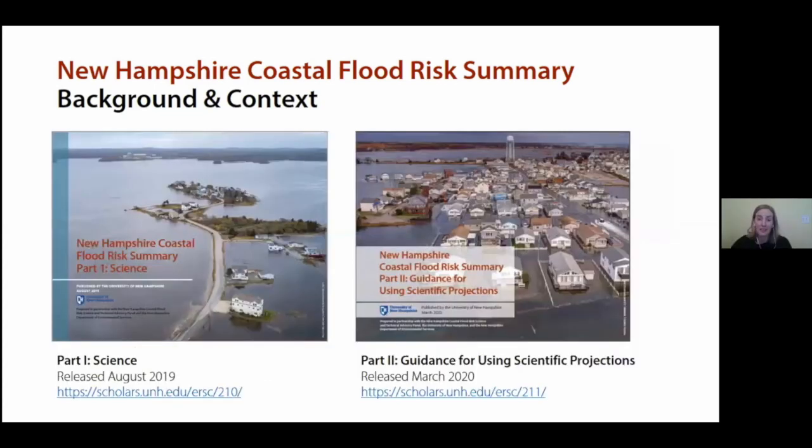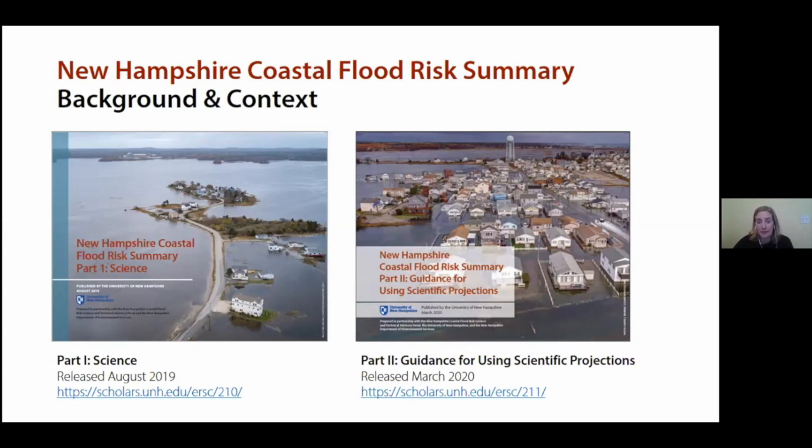So the 2019-2020 New Hampshire Coastal Flood Risk Summary is made up of 2 parts. Both documents are available at the links shown on this slide. Part 1, Science, was released in August of 2019 and provides a summary of the best available science relevant to coastal flood risks in New Hampshire, including updated projections of relative sea level rise, coastal storms, sea level rise induced groundwater rise, which is new, and precipitation and freshwater flooding.